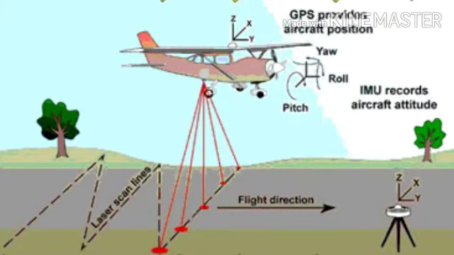Light detection and ranging is the popular remote sensing method that is used for measuring the exact distance of an object on the Earth's surface. How does LiDAR work? LiDAR follows a simple principle, which is to shoot laser light at an object on the Earth's surface and calculate the time it takes to return to the LiDAR source.